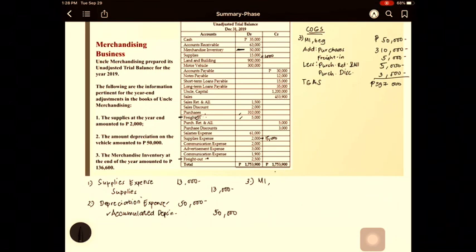Now, to compute for the cost of goods sold, the next thing that we have to do is to deduct the amount of your merchandise inventory end. And what did we discuss a while back? Your merchandise inventory end is determined by the physical counting of the remaining inventories in the business, the inventories that are not yet sold by the business. So in this case, we were given the data that the unsold inventory at the end of the period amounted to 136,000.